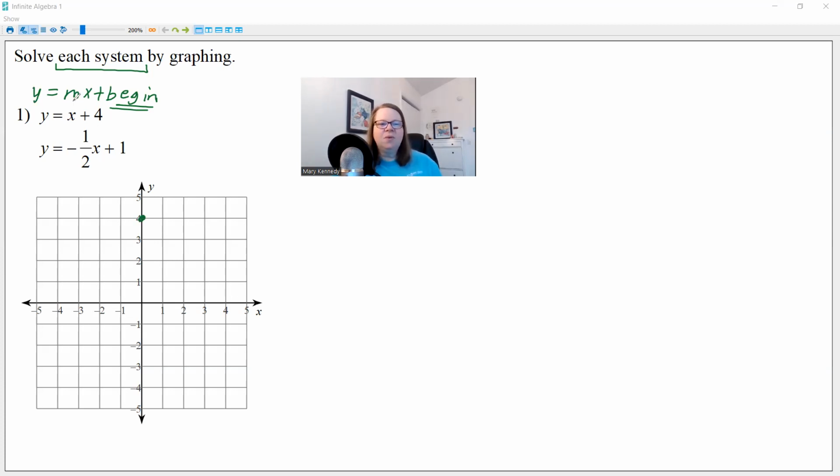And then the slope, m is the slope. And so in front of that x, there's an understood 1. And remember, slope is rise over run. So if the slope is 1, that means 1 over 1, right? 1 divided by 1 is still 1. So it means rise 1, run 1. So I can go up 1 and right 1.